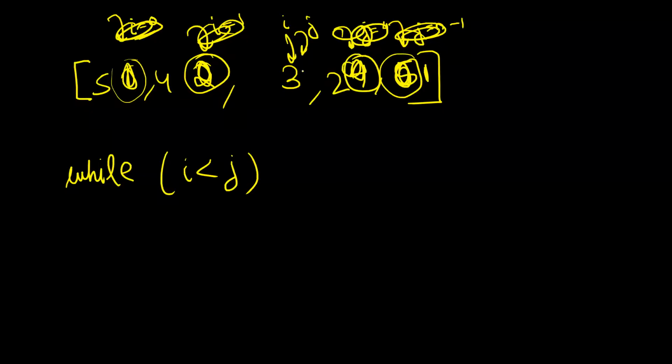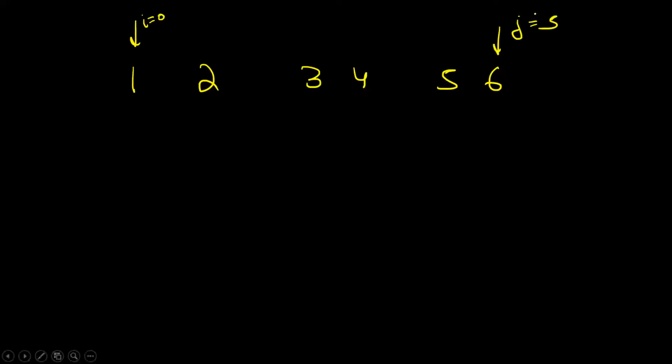Okay. And for an even case, how does it work? Let's say my array is 1, 2, 3, 4, 5, 6. So you initialize i at index 0. You initialize j at index number 5. Now is i less than j? Yes, 0 is less than 5. So swap arr of i with arr of j. So 6 comes here, 1 goes here. Then what will I do? I will do an i plus plus and a j minus minus.